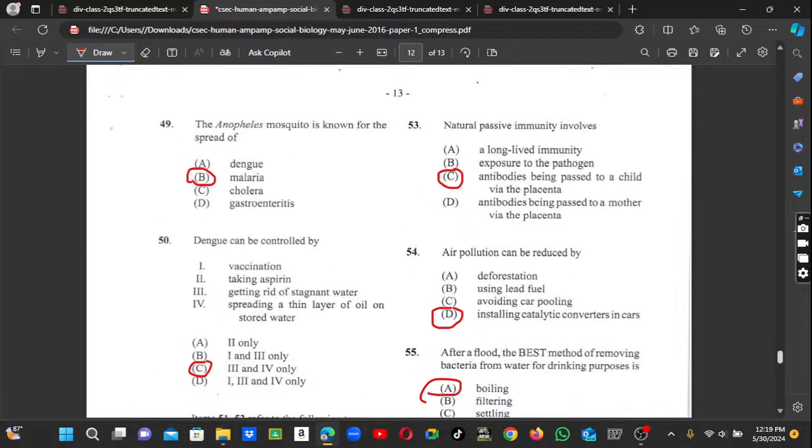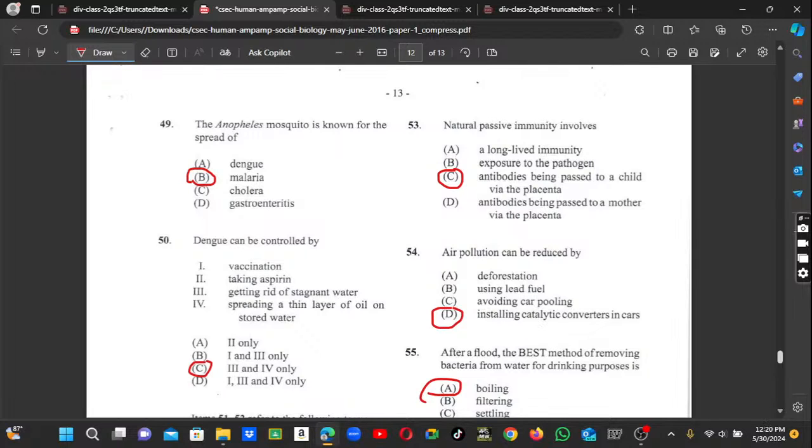So we are talking about natural passive immunity. Natural passive immunity involves antibodies being passed to children through the placenta. So the answer for number 53 would have been C.